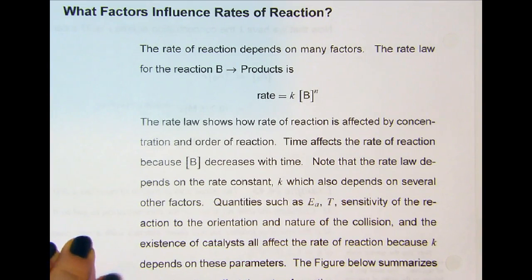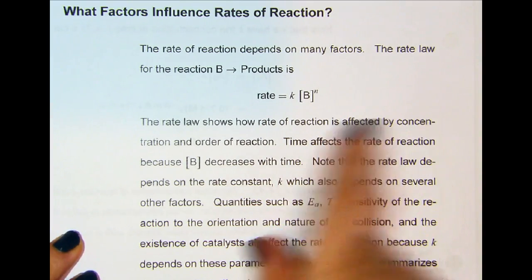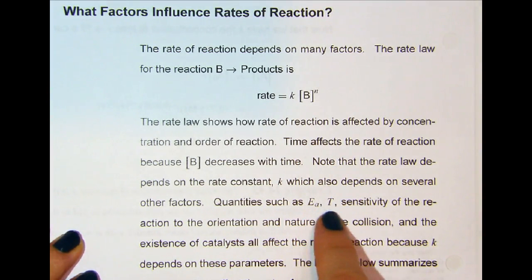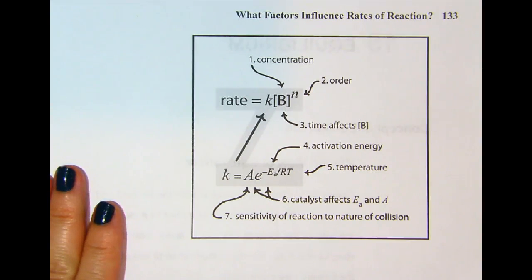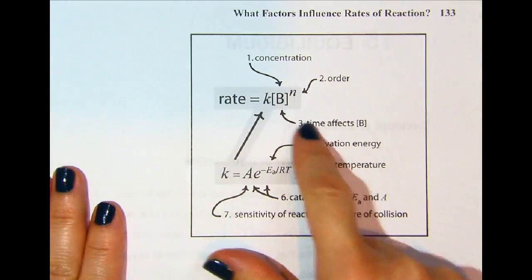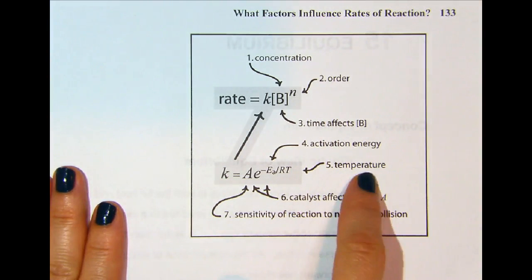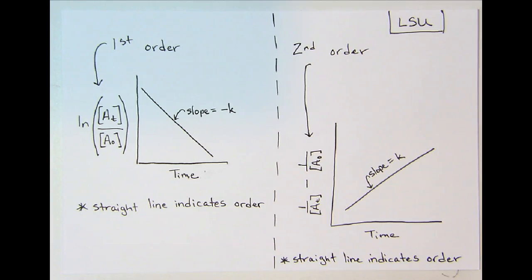So here are all the factors that affect the rate of a reaction. Based on the rate law, a reaction is affected by concentration, order, time, quantities such as the activation energy, temperature, sensitivity of a reaction to the orientation and nature of collisions, and the existence of a catalyst. These are all summarized in this figure, that based on these two equations, each of these influences the rate of a reaction: concentration, order, time, activation energy, temperature, the presence of a catalyst, and how sensitive the reaction is to the nature of collisions. Here are two final note cards to consider as it pertains to graphs.